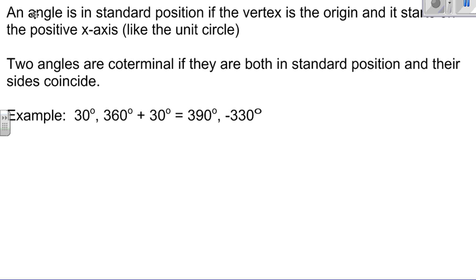First off, let's talk about what standard position is. That's just when you have the vertex at the origin, and then one of the lines going on the positive x-axis, just like on the unit circle. And then the angle that it makes positive will be going up.